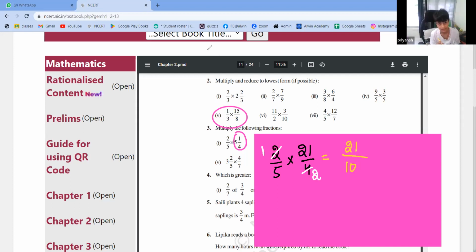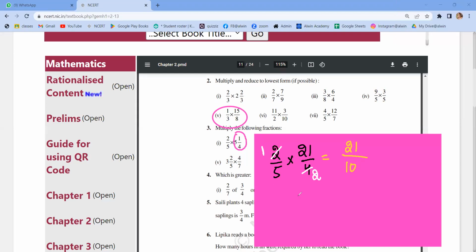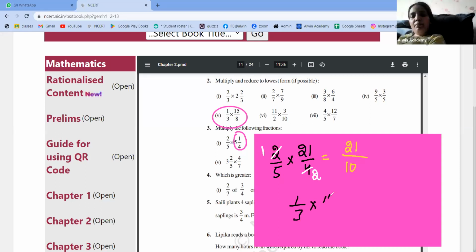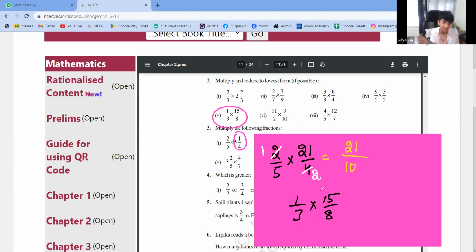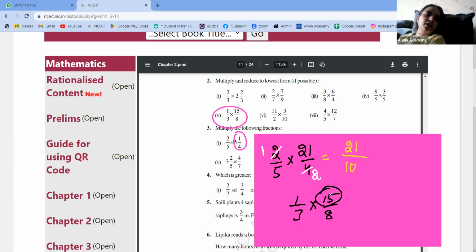Okay, let's discuss this now. What was the question? That was 1/3 times 15/8, right? Ma'am. This 1 is already in the simplest form. No, it cannot be cut with anything. Ma'am, but let's do it with this 15. Can 15 be simplified with 3 or 8? Yes, ma'am, it can be simplified with 3.